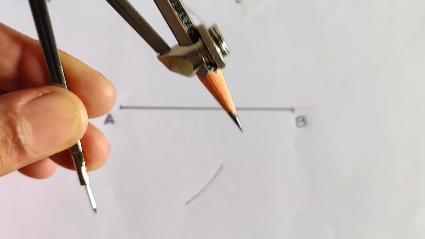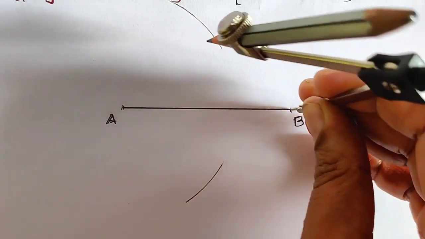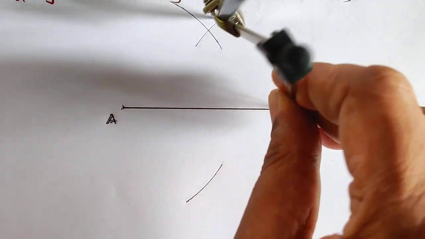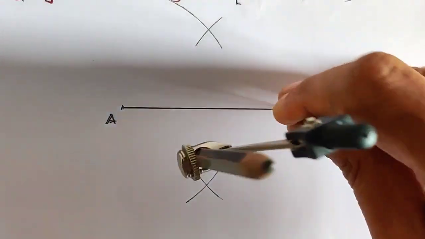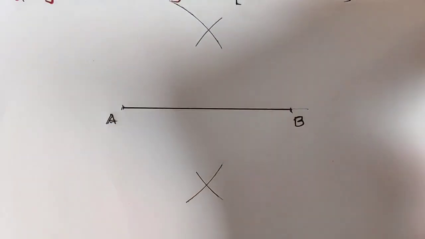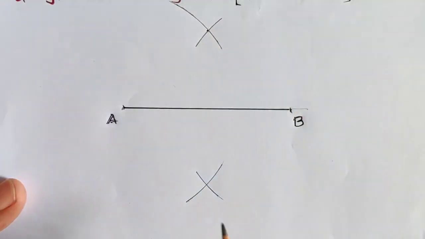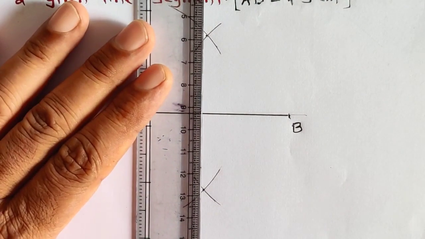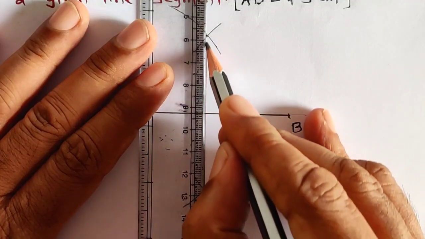Now, this is important, without changing the distance, do not change the distance. With B as a center, draw an arc above the line intersecting the previous arc, and below the line intersecting the previous arc. We get the points of intersection of these arcs. Here is one point of intersection and here is the other. If we draw a line passing through these two points, then that line is the perpendicular bisector of segment AB.